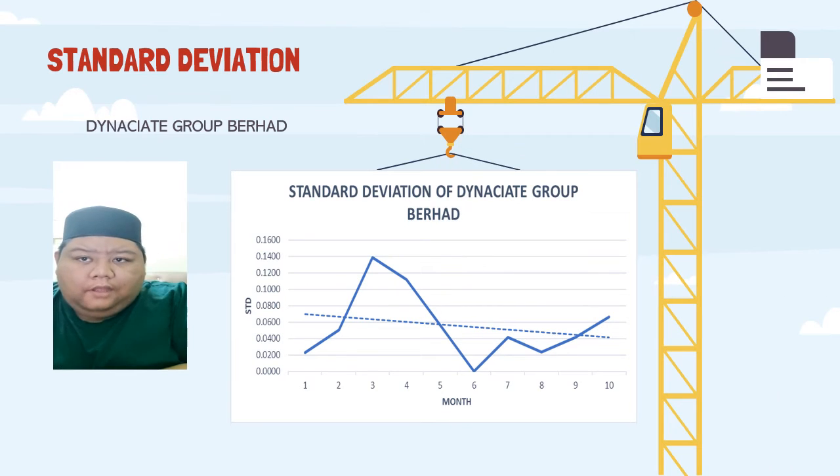And now I'm showing you the standard deviation analysis for Danish Group Berhad. Firstly, we can see all the values in this analysis are recorded under the 1.0 value, which we can consider as very low data. First, we can look at the start from January.